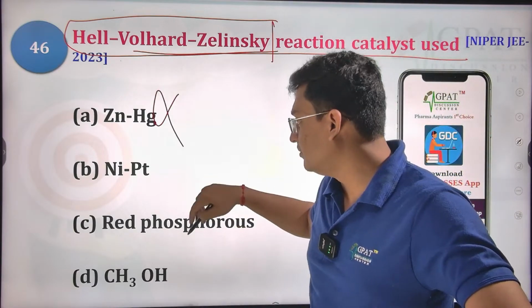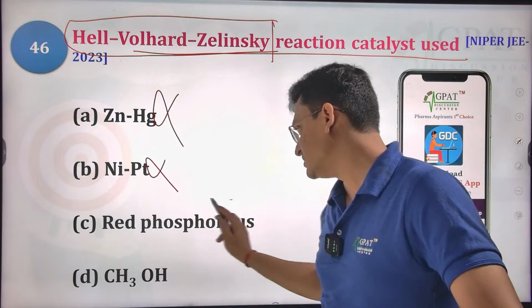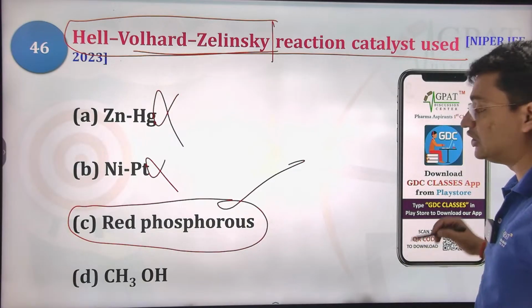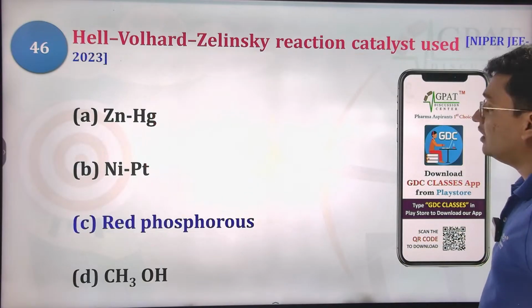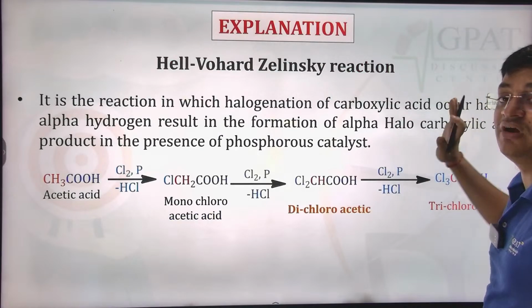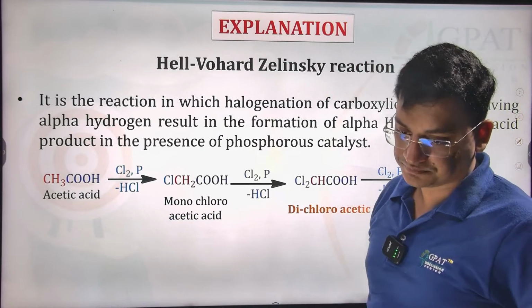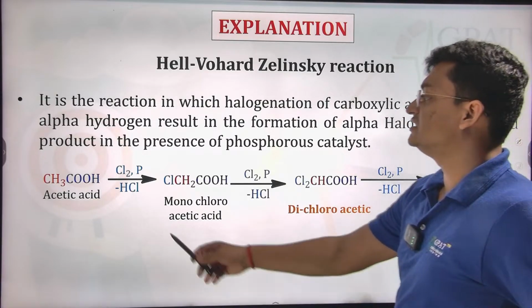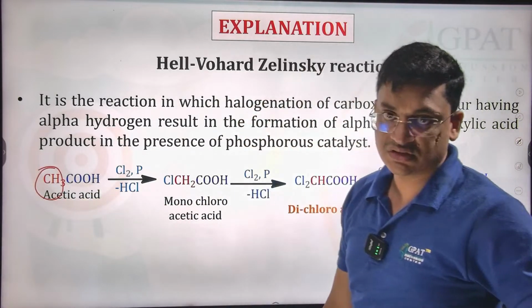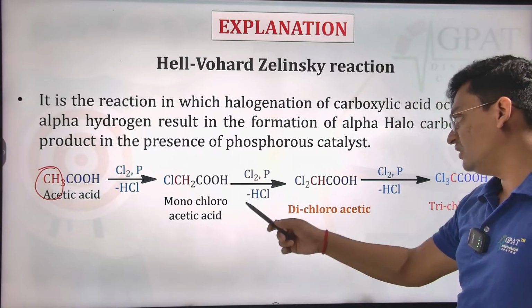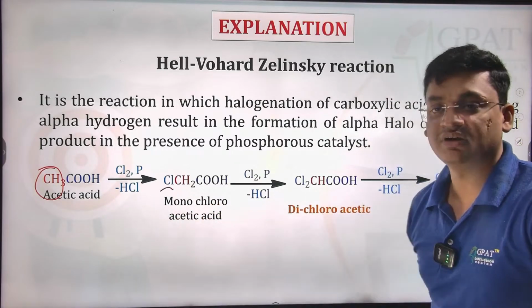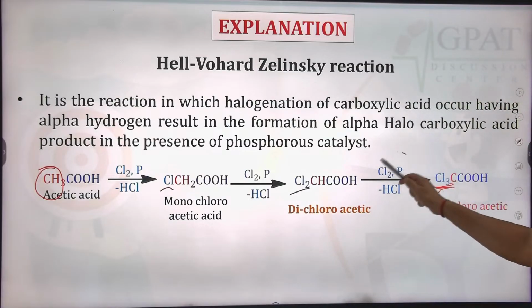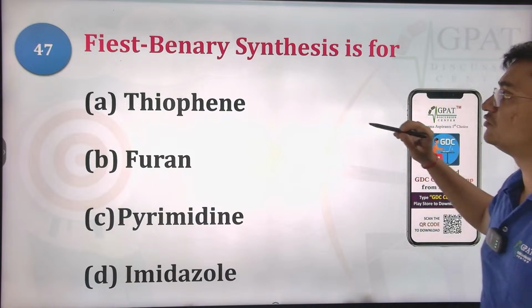So it's not zinc amalgam, no. It's not NiPT, no. It's the red phosphorus. It will be red phosphorus that we are going to use for this kind of reaction. It's for the halogenation of alpha hydrogens in a carboxylic acid. So the carboxylic acid with alpha hydrogens. We are having 3 alpha hydrogens in acetic acid. One by one, you can see there is substitution of 1 hydrogen, 2 substitutions and 3 substitutions. This is possible only because of red phosphorus when treated with the halogens.